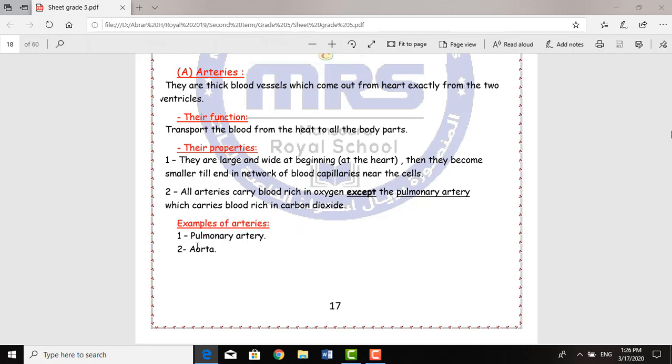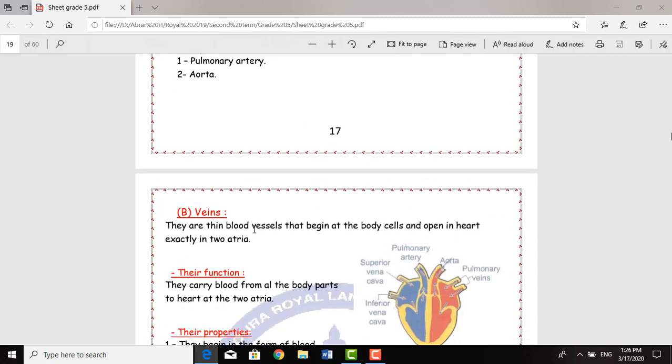But the aorta carries blood from the heart to all the body cells, and it carries blood rich in oxygen. The blood which is rich in oxygen, we call it oxygenated blood. And the blood which is rich in carbon dioxide, we call it deoxygenated blood.